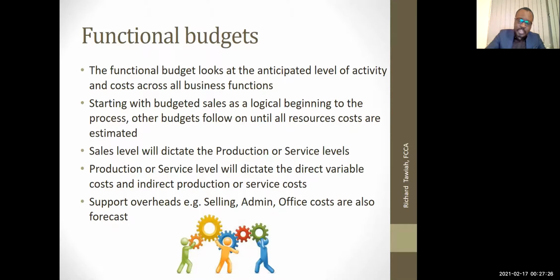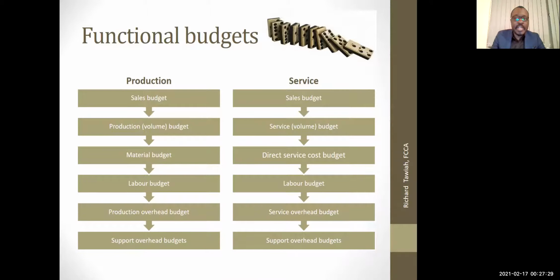So the next slide gives us the breakdown of what I'm saying. You realize we have the sales budget, for both service and production. Then if it is for goods and products, we get production. If it is service, it is still dealing with volume, okay? And then for production, the material budget, followed by the labor budget, then the production overhead budget, and then the support overhead budget. For a service division or organization, we have a direct service cost, which will then drill down to the labor budget, then the service overhead budget, and then the support overhead budget. So this is a logical format which every functional budget must follow.